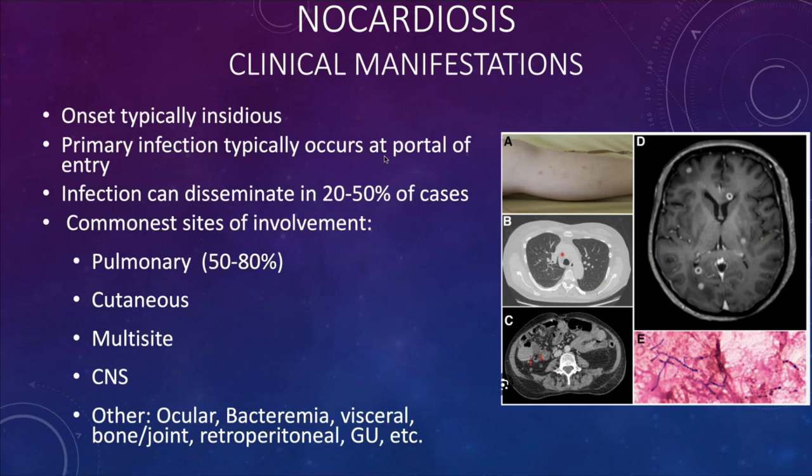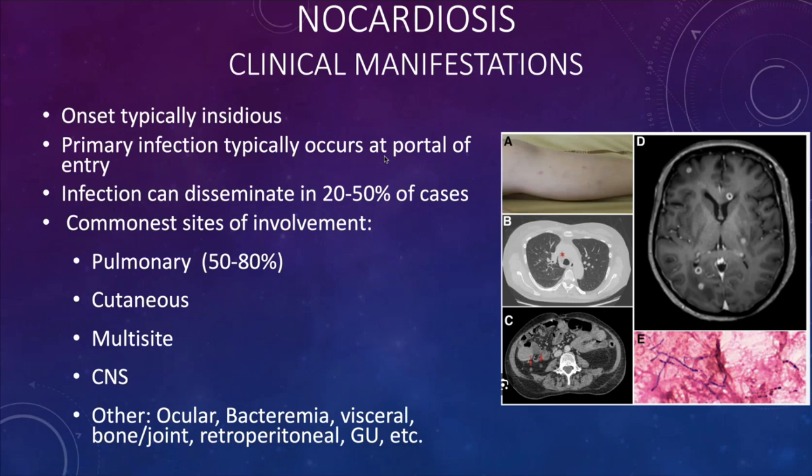So talking about the clinical manifestations of nocardiosis, many individuals experience more of an insidious onset, although you can see acute onset as well. But typically, this is an insidious disease. The primary infection occurs at the portal of entry. So if you have a traumatic inoculation of the skin, you'll get a primary infection there. If it's inhaled, you'll get a lung infection. And then from there, the infection can disseminate in about 20 to 50% of cases. So 50-80% of cases are pulmonary, and the rest are either cutaneous, multi-site, CNS.